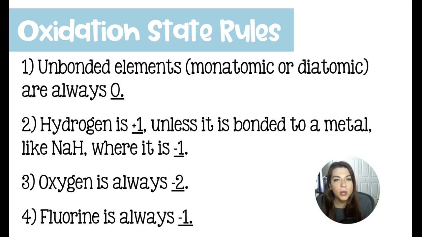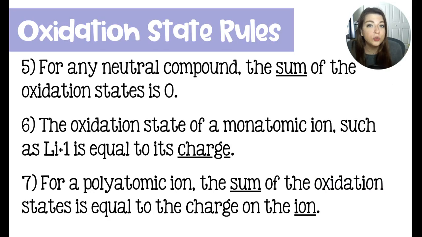Due to atomic radius and electronegativity, oxygen and fluorine will not really deviate from the standard, which for oxygen is -2 and for fluorine is -1. That should pretty much be expected. Anytime we have a neutral compound, the sum of all of the oxidation states is going to be 0. So think back to sodium chloride. In the case of sodium chloride, we have Na +1 and chlorine -1. +1 and -1 together will sum to 0. So that is kind of what we're getting at there.